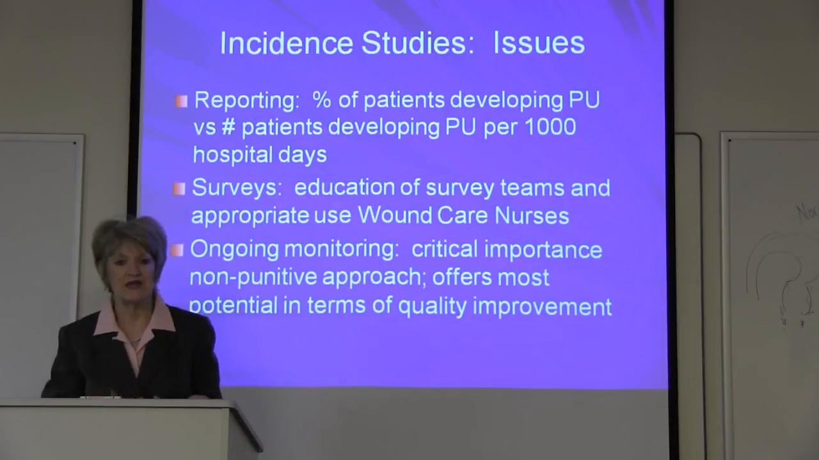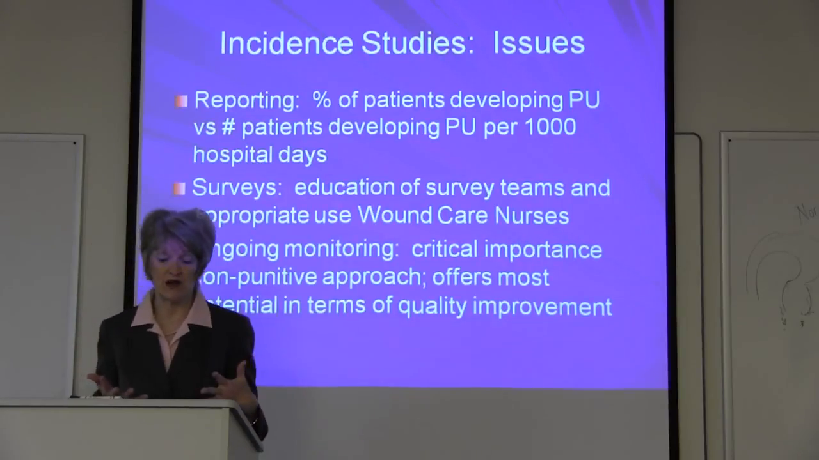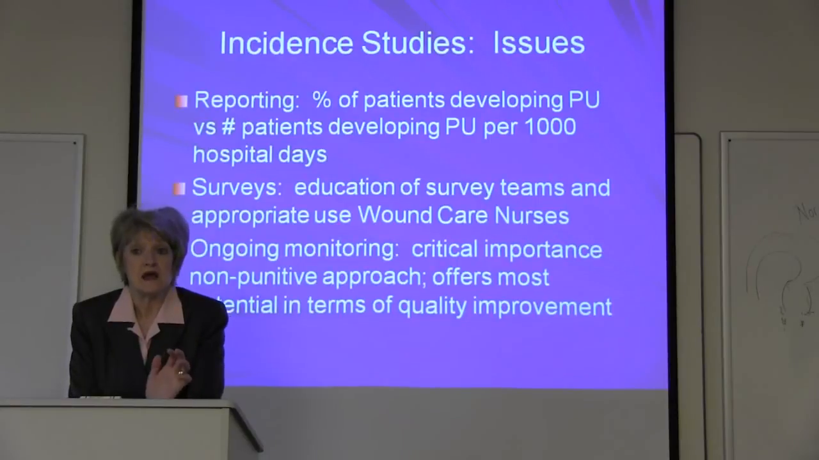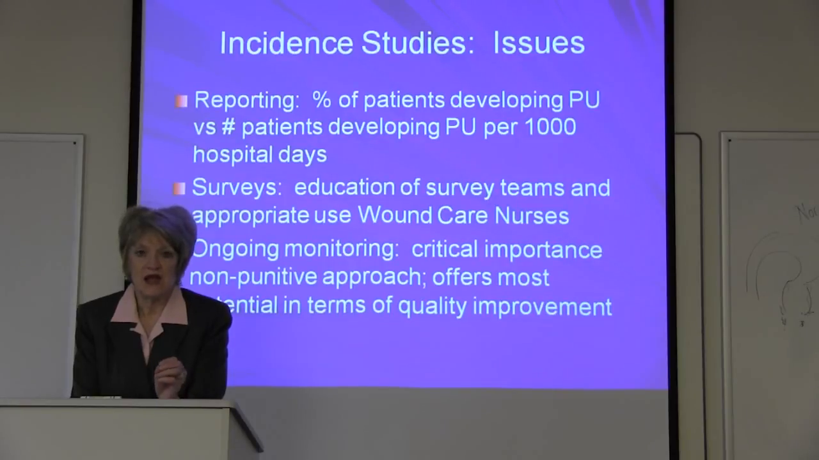Now, obviously, the math is more challenging. Why would we go there? Because it is a much more accurate way to look at incidents. Agencies who have primarily very short stay patients, when they look at percentages, they're going to look better than agencies who have long stay patients, who have higher risk patients. But if you do it per 1,000 hospital days, everything evens out.